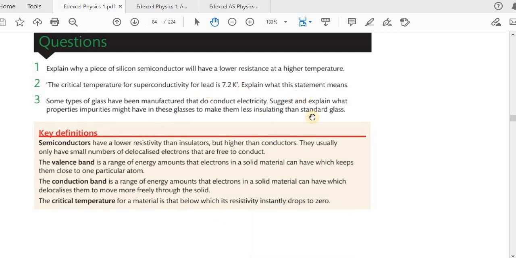If you can't see it, you can write it down. R equals rho L over A. R is the resistance, rho is the resistivity. So when rho decreases, you can say from that equation, R, the resistance, decreases. Semiconductors have a lower resistivity than insulators but higher than conductors.